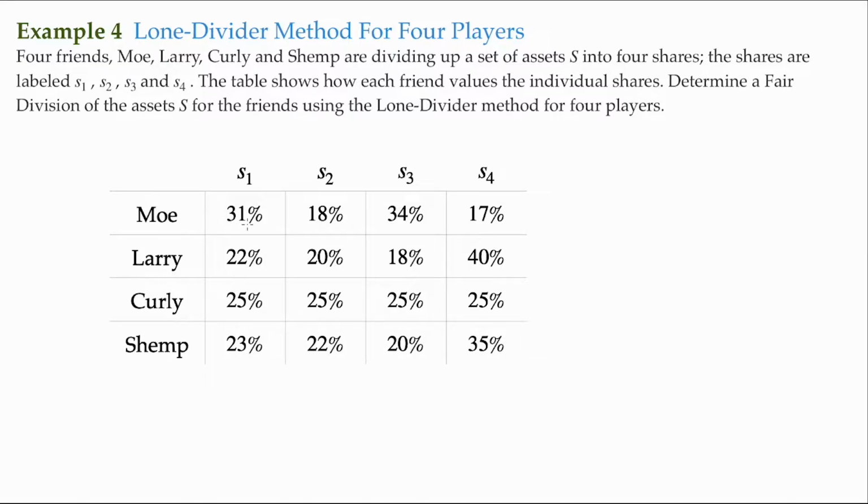So the first thing we want to do is look at the shares for Mo. Mo likes share 1 and share 3. So again, whichever share that Mo gets can affect an optimal decision for the remaining players. So we're going to award one of these shares to Mo randomly. And again, that could be as simple as flipping a coin. So suppose we flip a coin and Mo is awarded share 1.